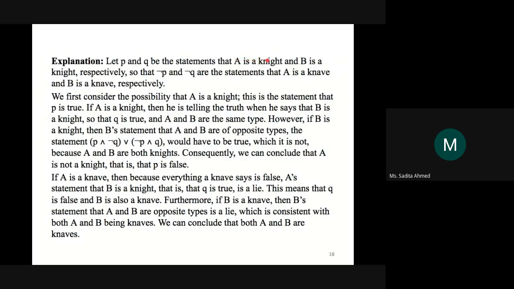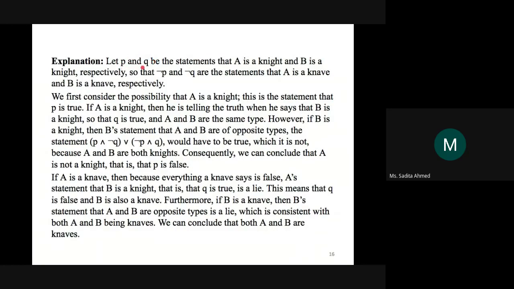A is a knight is a proposition. It can either be true or false. B is a knight is also a proposition. It can either be true or false. These propositions can be represented by variables. Here we are representing them with P and Q respectively. All right. And ultimately, the answer comes down to the truth value of P and Q. Whether P is true or false and whether Q is true or false. Ultimately, the answer comes down to this, right?